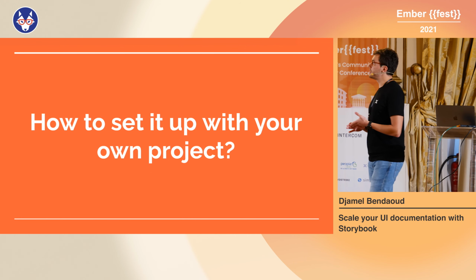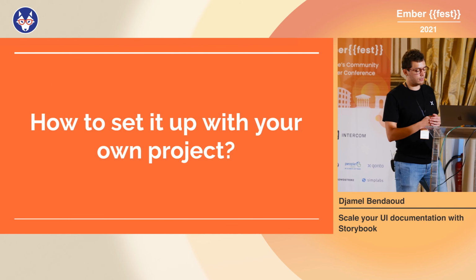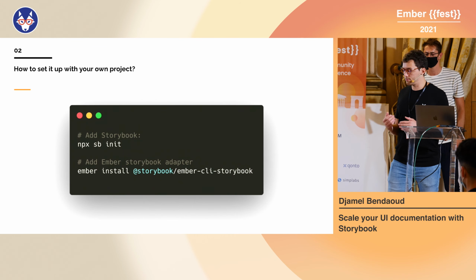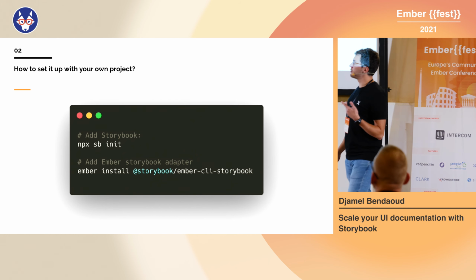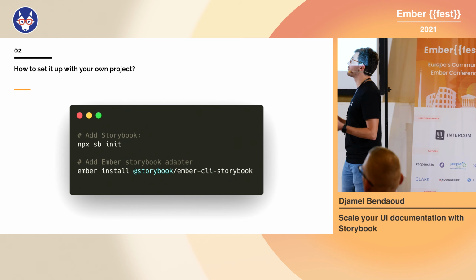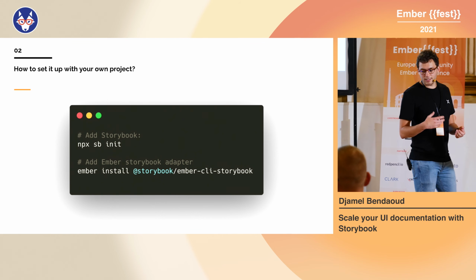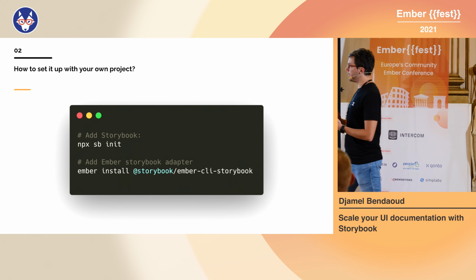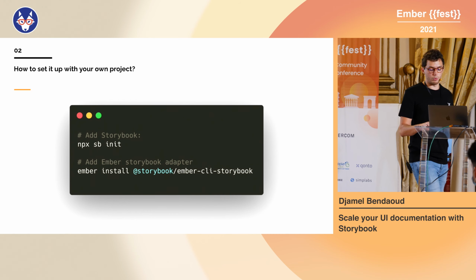So we've seen why UI documentation is important, and we've seen what Storybook is. Now, how do we set it up in your own project? Storybook provides a little command that will automatically detect which framework your application is running on, and in our case it will be Ember, of course. It will add all the files needed by Storybook. On top of that, you will have to add the Ember adapter for Storybook.